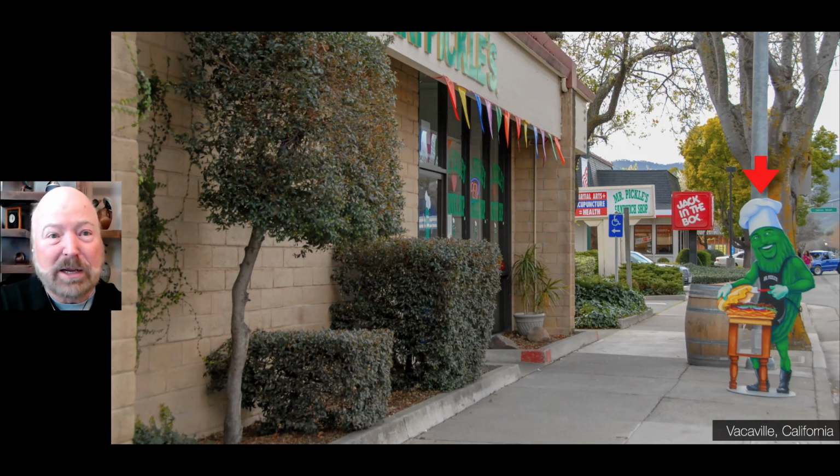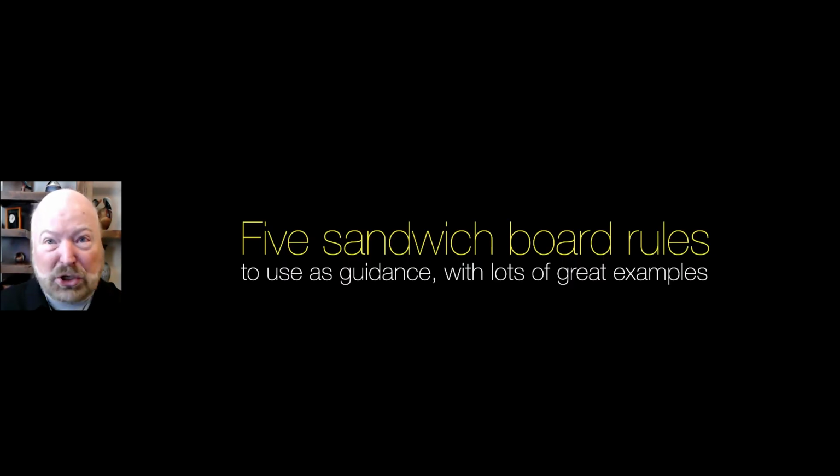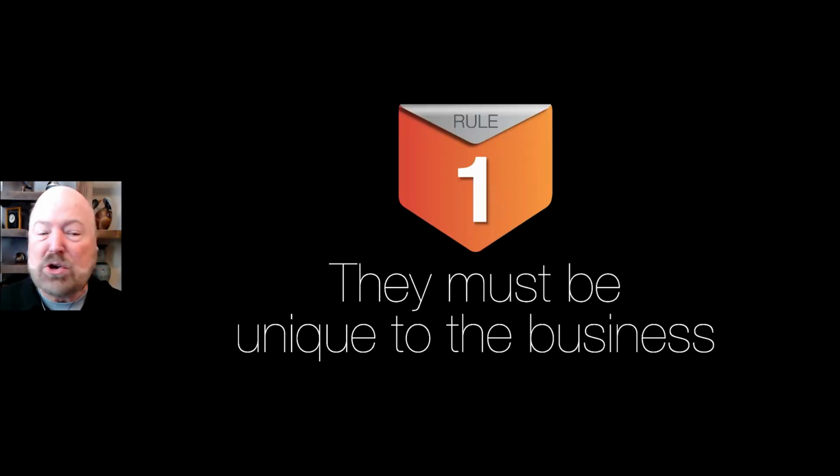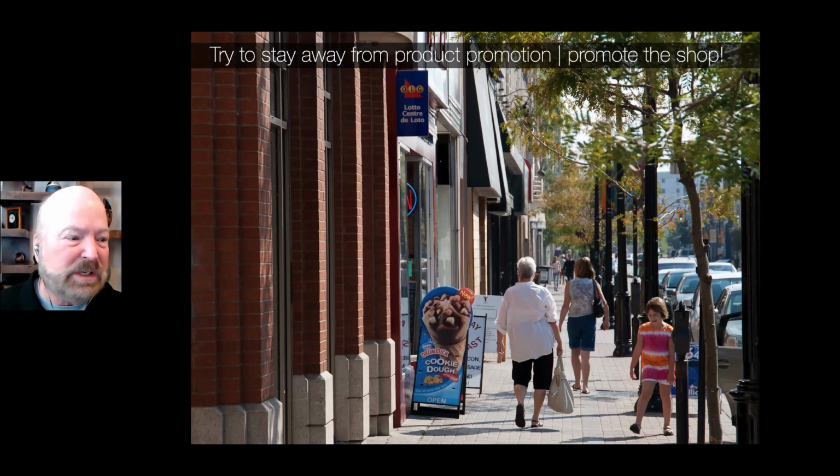So let's talk about 5 sandwich board rules. You can use these as guidelines, and I'm going to show you lots of examples. Number 1, they must be unique to the business. What I'm talking about here is none of these, where an ice cream, like you see right here, drumstick, where a vendor that sells these drumsticks gives you the sandwich board, and they might even give you discounts if you put it out in front. But this isn't specific to the business. It's specific to a product. I think it gentrifies your downtown. It doesn't make it unique to you at all.